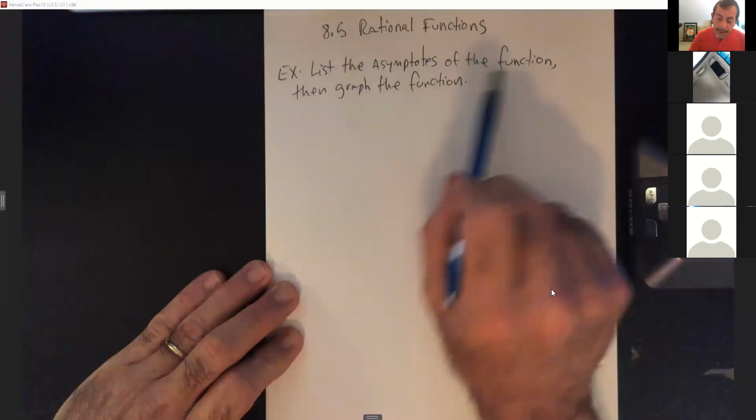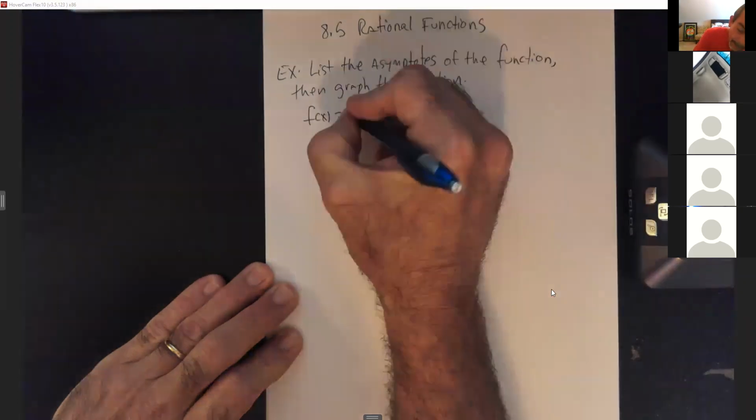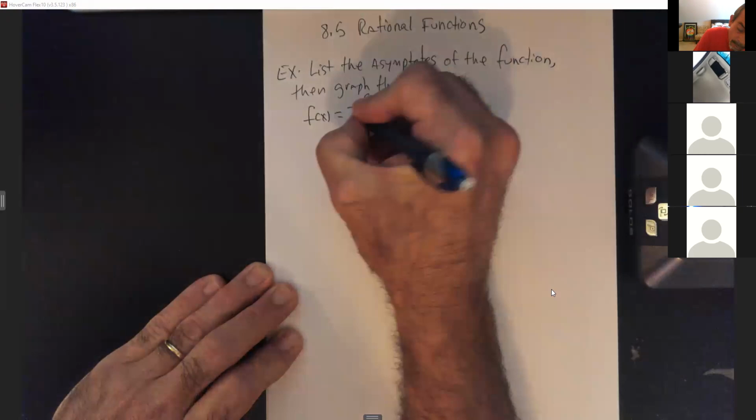All right, so we're going to list the asymptotes of the function and then graph this function. So they're giving us f of x equals 5 over x squared minus 4.